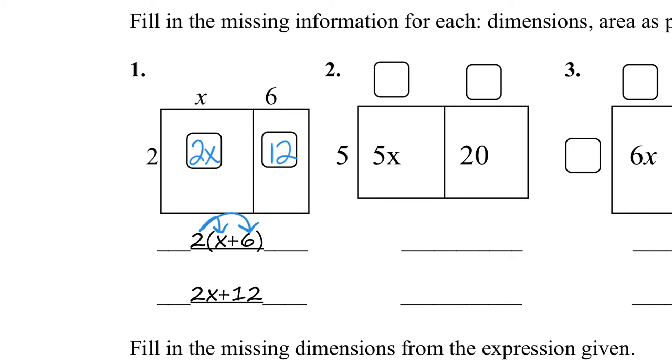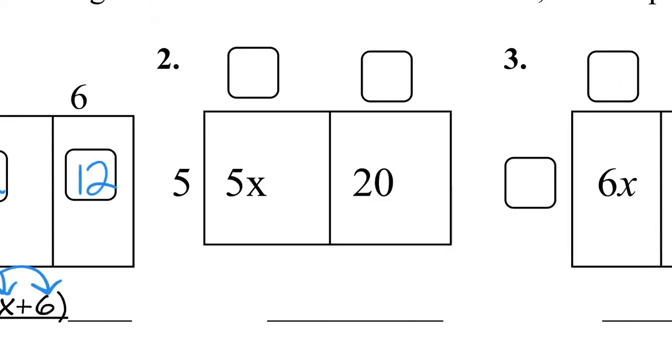In number 2, you're given the diagram and you need to figure out what's going to go in those missing boxes. So right here I have 5 times what gets me 5x. Well, that's going to be 5 times x. And then 5 times what gets us 20. 5 times 4 is 20. And then you would write your answer in those two ways, just like in number 1.